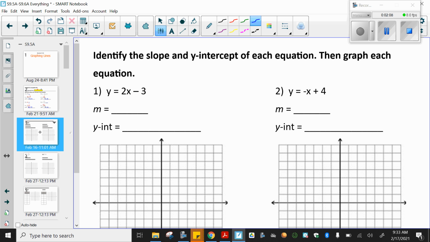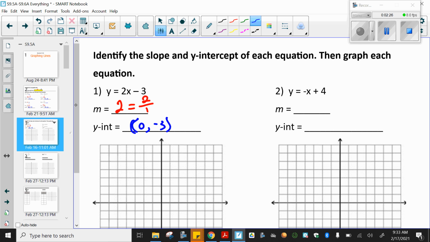Let's try the next page. All right, so again, identify the slope and y-intercept of each equation, then we're going to graph each equation. So same thing that we started before. M is 2 or 2 over 1. Our y-intercept's negative 3, so 0, comma, negative 3.